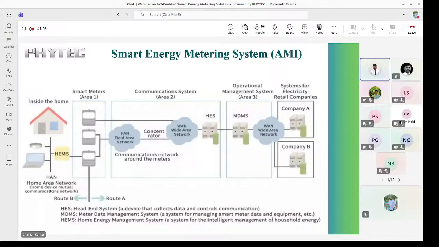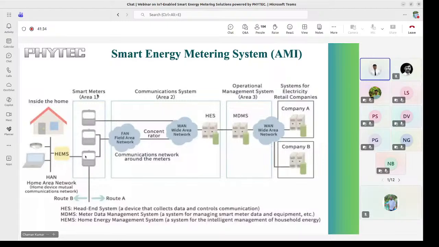So the meters are integrated. How much energy you are exporting to the grid will be sent through the meter to the grid. That also communicates how efficiently you are using your appliances. And once you get the data from the home through HEMS, now you have to send the data.